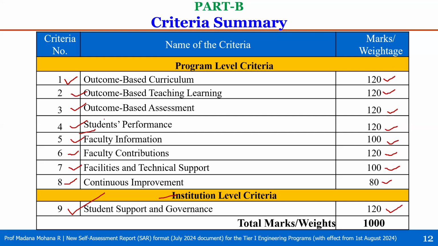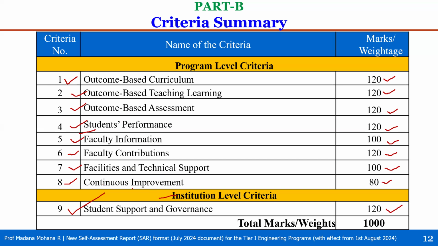Here you can observe one important change here. So earlier criteria 8 is first year academics, criteria 9 is student support, criteria 10 is governance. So now governance and student support are combined. Then here first year academics, criterion 8 is not there here. That is combined with other criteria. So during our criterion wise SAR demonstration, also you can get clear idea.